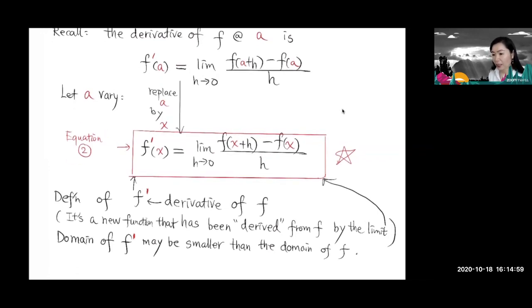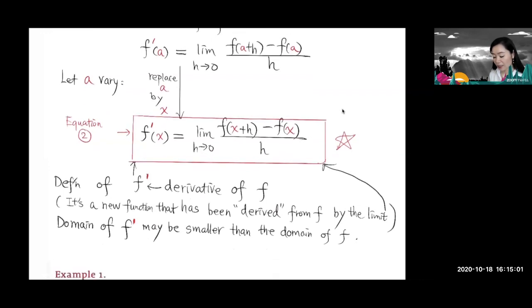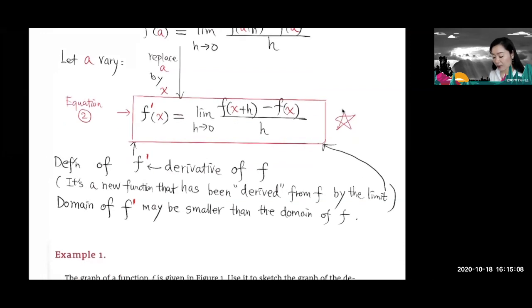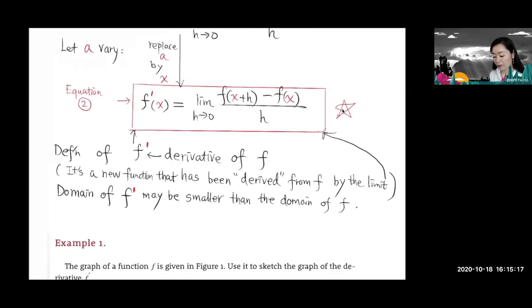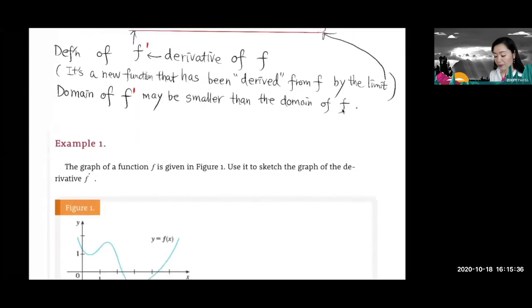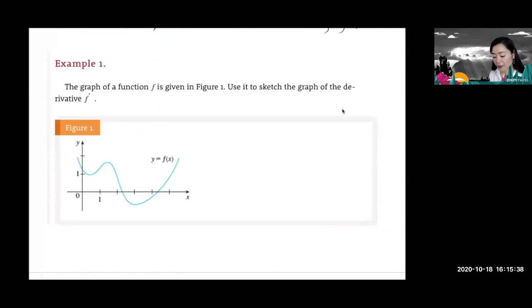Now let's call this equation 2. So this is the definition of the derivative of the function f, which is a new function that has been derived from the function f by this limit. Now notice that the domain of this new function f prime may be smaller than the domain of the function f. So take a look at this example 1.